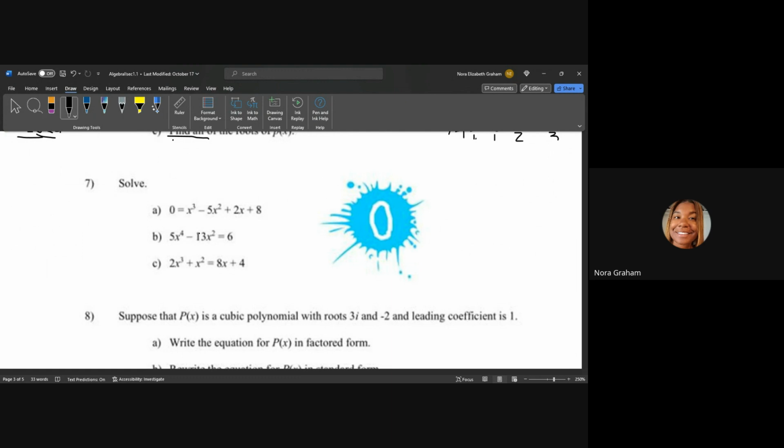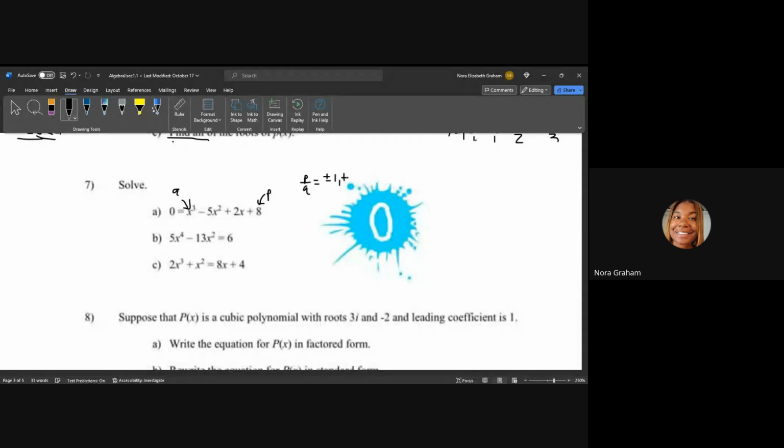All right. So first, let's find out all of our possible roots for this polynomial. To do that, I identify my p and I identify my q. Okay. Just like we did with number 6. So all my possible roots, p over q. I list out all the multiples of 8, which is going to be plus and minus 1, plus and minus 2.